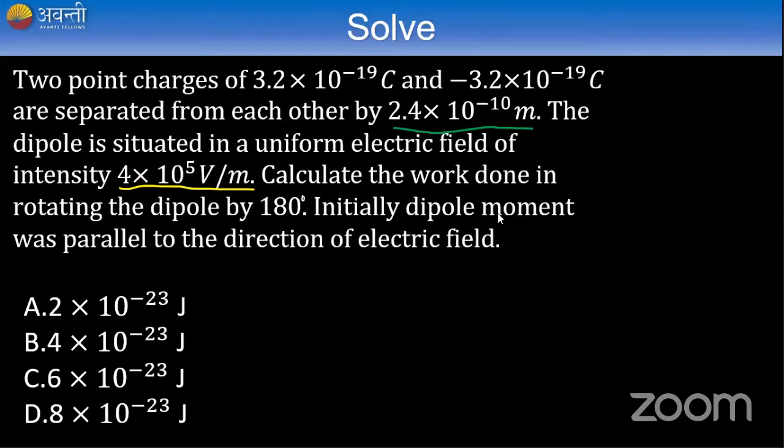So initially the dipole moment was parallel to the direction of the electric field. Guys, note this. This is very, very important. Initially the dipole moment was parallel to the direction of the electric field. Did you guys get the question?